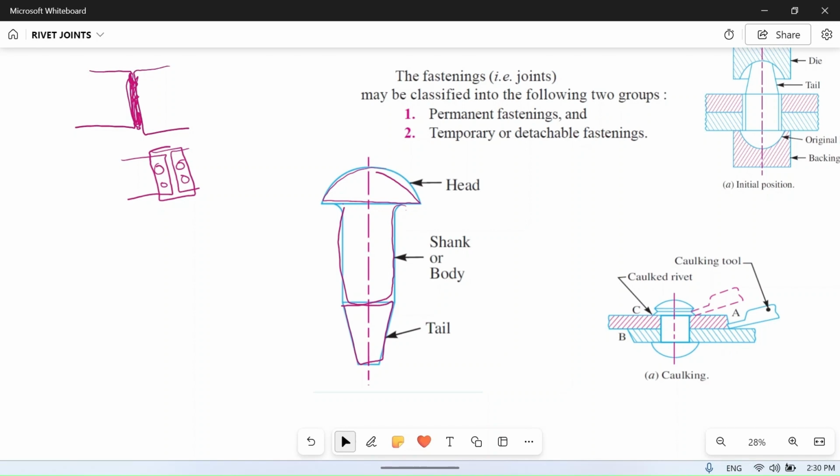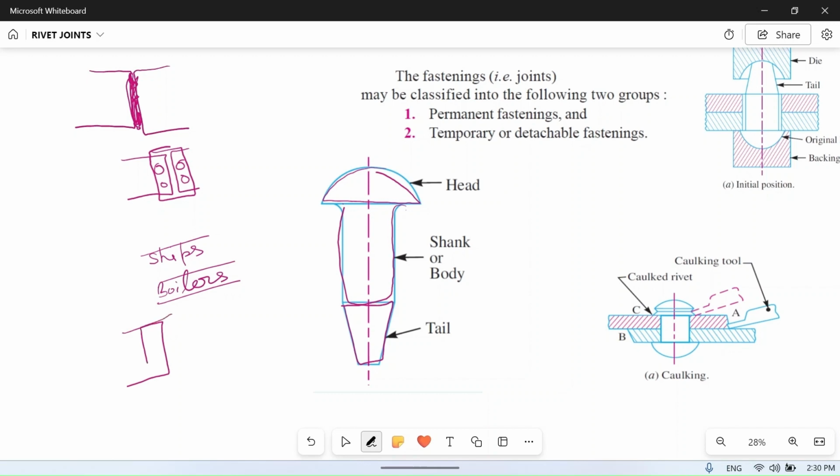So why do we use riveted joints? Riveted joints usually provide us leak proof joints, so they are basically used in ships and boilers. We will see how they provide leak proof joints, and that they are easy to inspect. The disadvantage of riveted joints is that they make the plate weak.